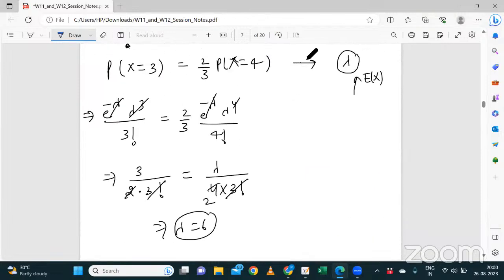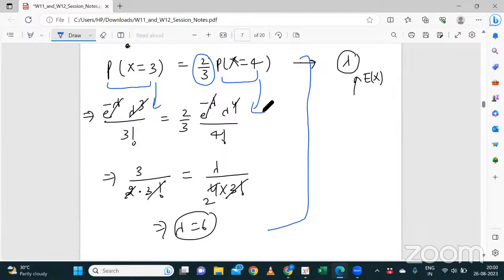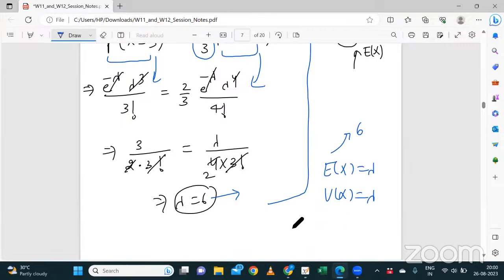See, lambda is 6, right? Probability x equal to 3 is nothing but 2 by 3 times probability x equal to 4. So you have to apply the PMF formula for probability x equal to 3 and x equal to 4. You will get lambda equal to 6. In case of Poisson distribution, expected value of x is lambda and variance is also lambda. So expected value is 6 and variance is also 6. The next question was standard deviation of x, so it will be square root of 6.